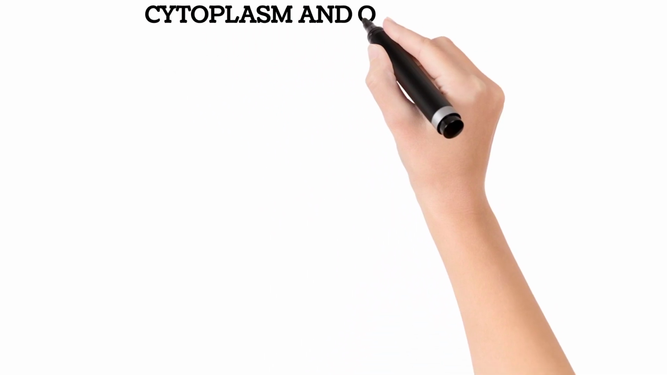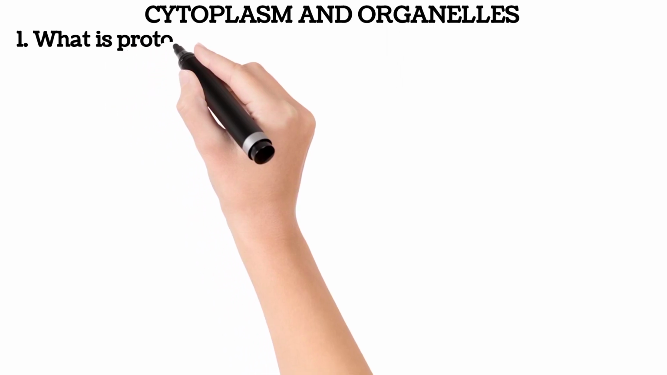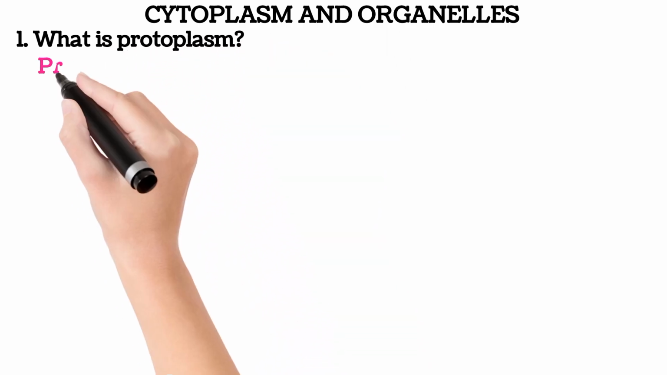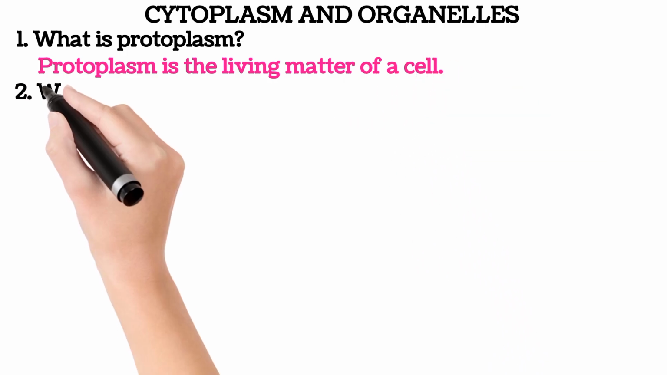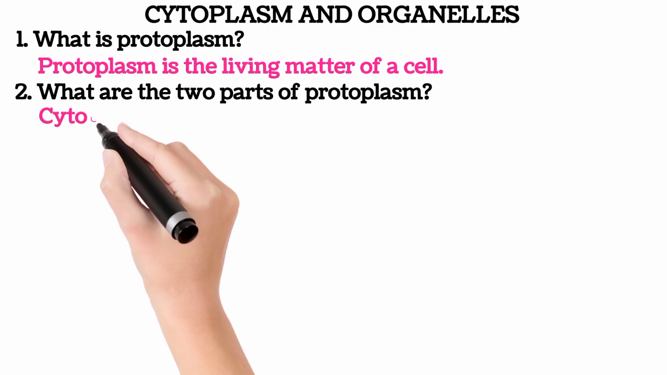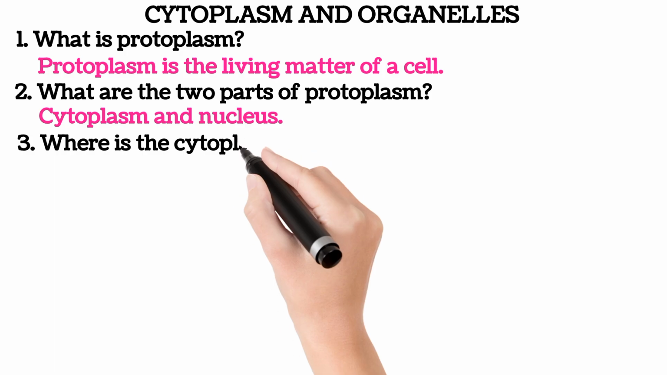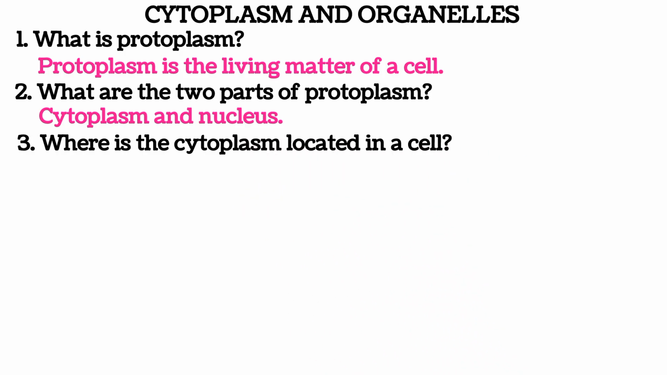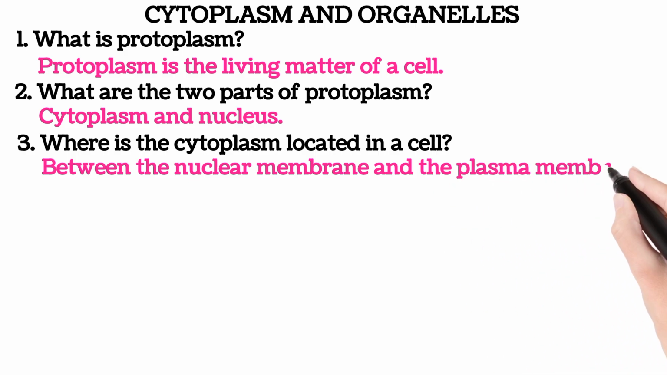Cytoplasm and organelles. Short questions with answers. What is protoplasm? Protoplasm is the living matter of a cell. What are the two parts of protoplasm? Cytoplasm and nucleus. Where is the cytoplasm located? Between the nuclear membrane and the plasma membrane.